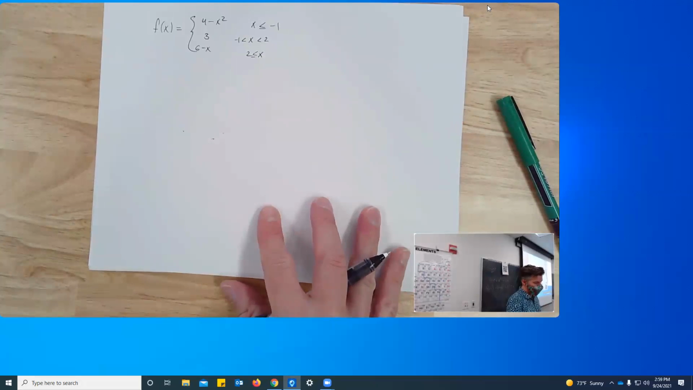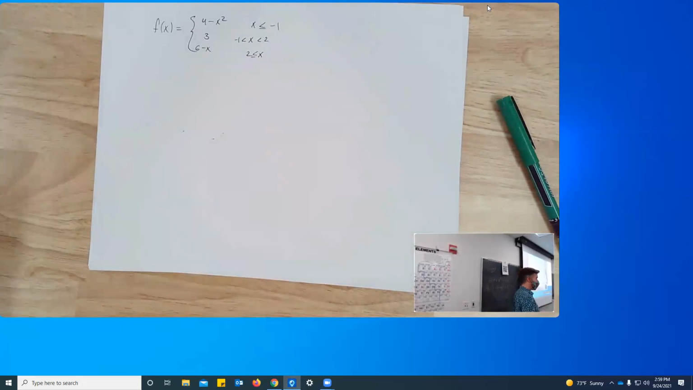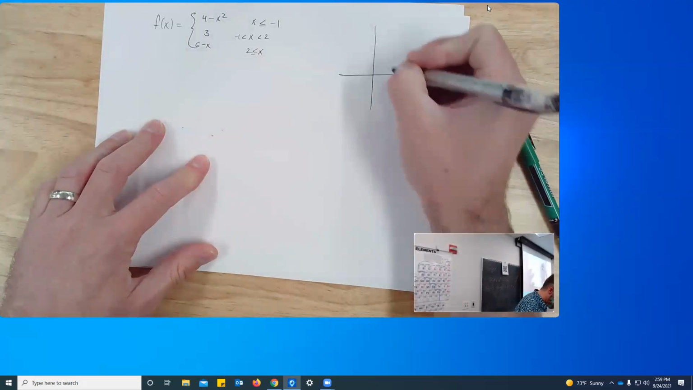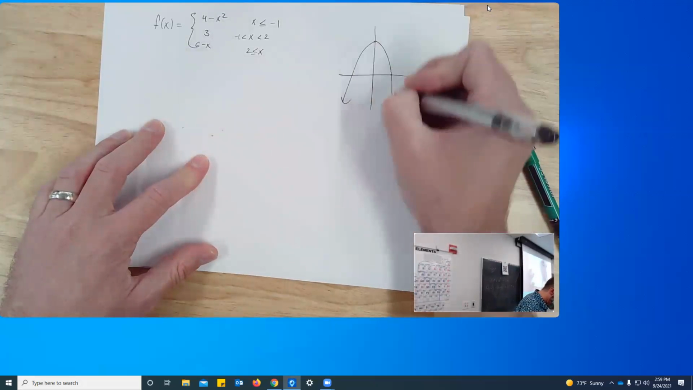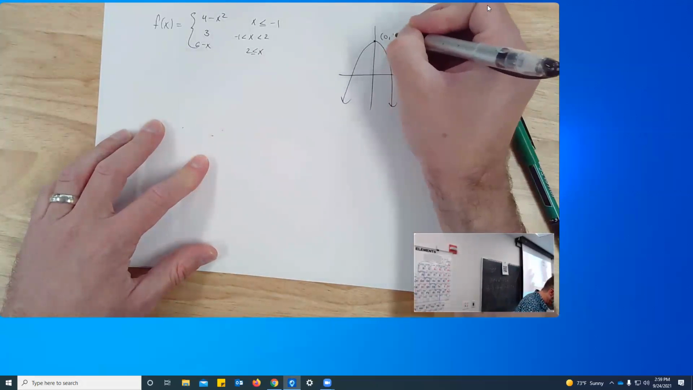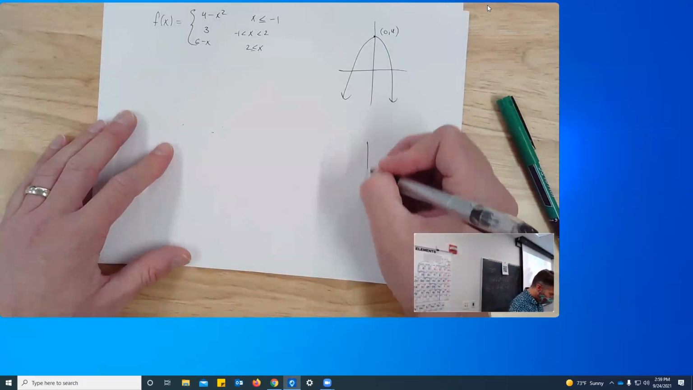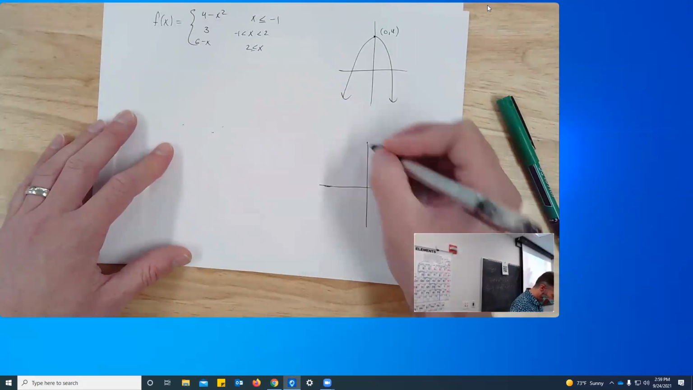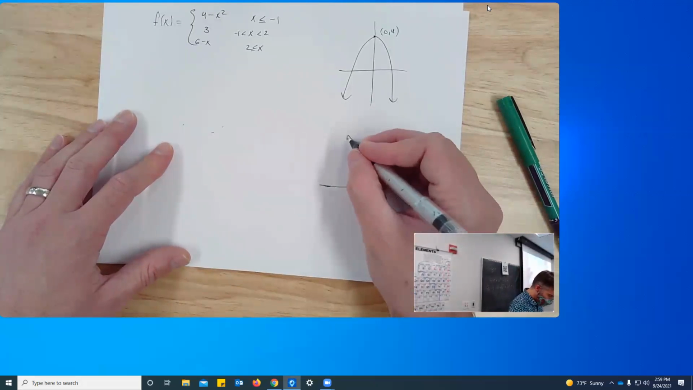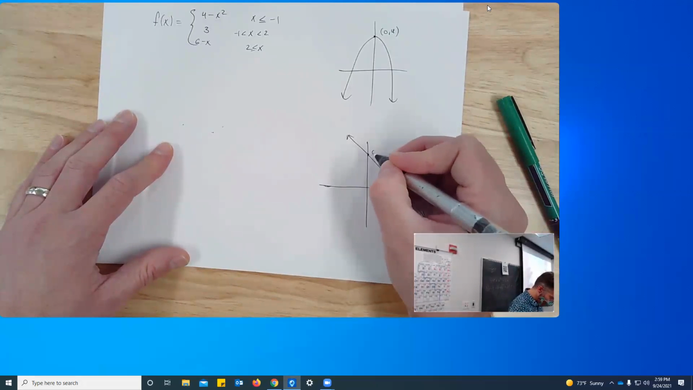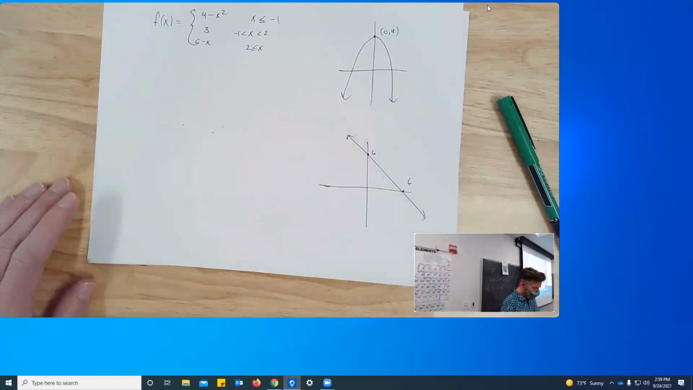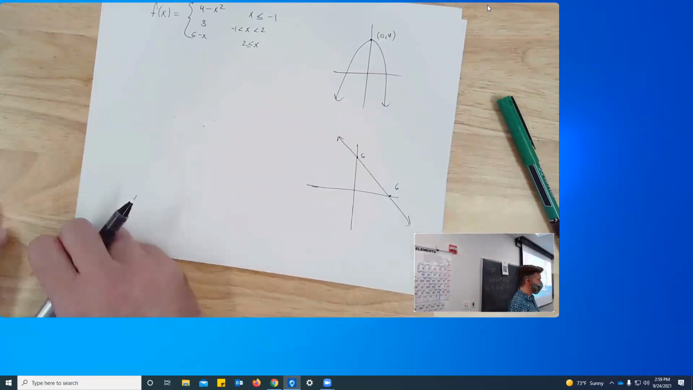I guess the point is you have to kind of know what graphs look like, right? To be able to graph piecewise functions efficiently, you have to know what all the individual pieces look like. So I know that 4 minus x squared looks like this, right? It's got a y-intercept of (0, 4). It's got x-intercepts of plus or minus 2. And y equals 6 minus x looks like that. And it's got intercepts of 6 and 6. And y equals 3 is just a nice horizontal line at 3.